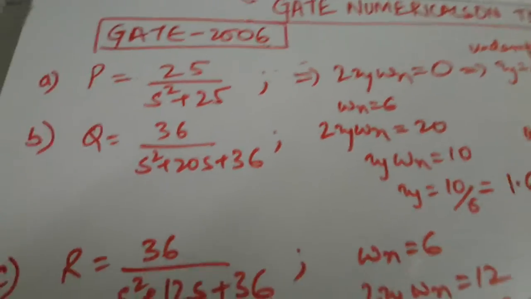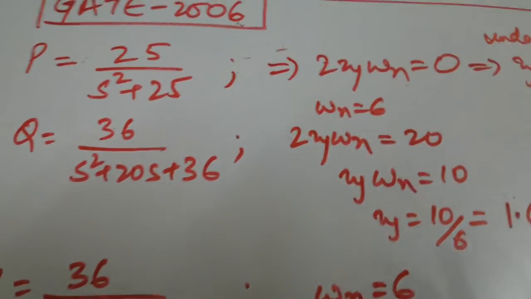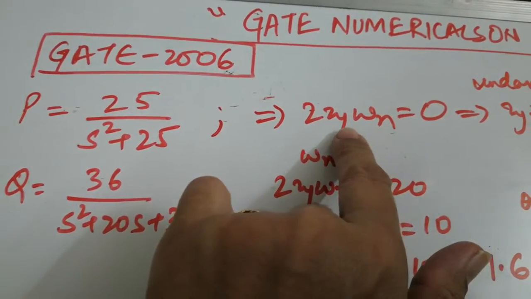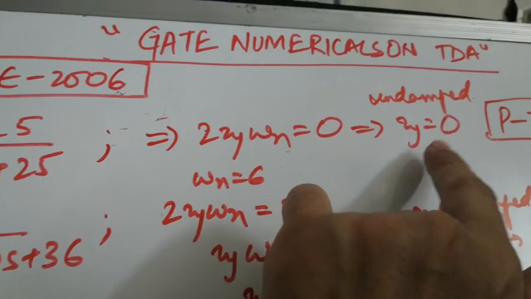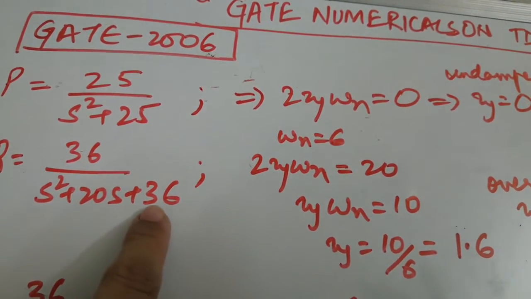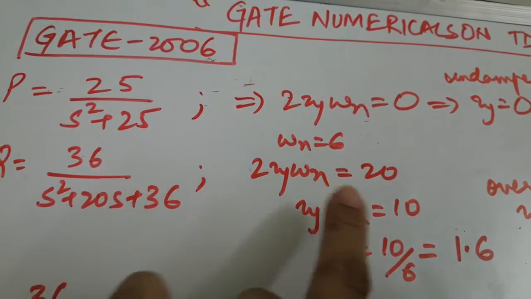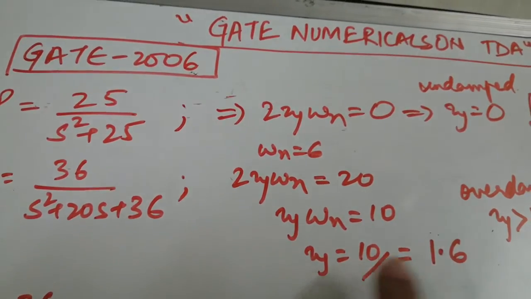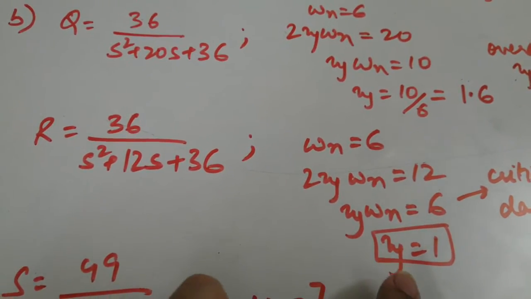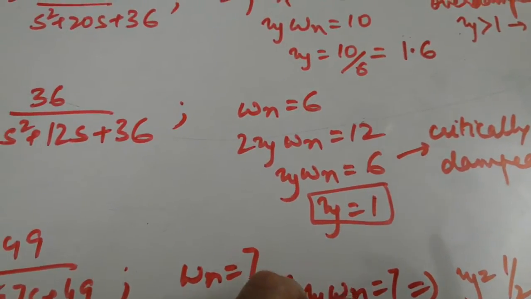Now I have written all the transfer functions, and then I have calculated the corresponding value of zeta in every case. Here you can find there is no s term, so that means the 2 zeta omega n term is equal to 0, so that gives me zeta equals 0. Similarly here I have calculated omega n first, that is coming out to be 6. Then 2 zeta omega n will be equal to 20, that gives me the value of zeta as 1.6. Similarly here the value of zeta is coming out to be 1. And here the value of zeta is coming out to be 0.5.